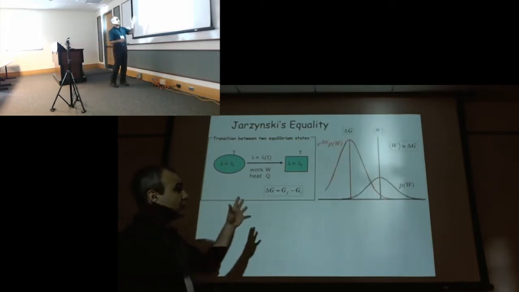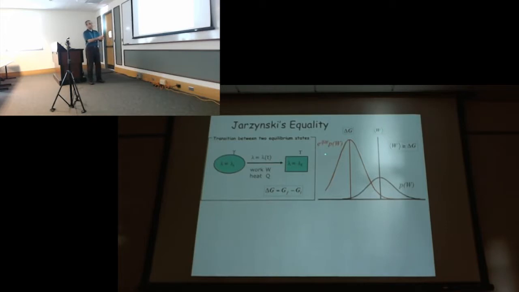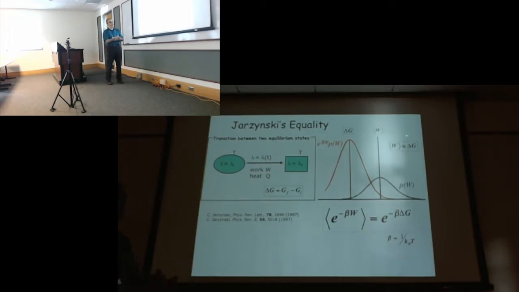Now, instead of looking at the average of work, if you look at the exponential average of work, then you get a very interesting equality: even though the average work is larger than the free energy difference, the exponential average of work gives the correct free energy. This is because this is a negative exponent, and the small values of W are going to dominate this average. So those few rare events are going to significantly shift it to the left to match the free energy.